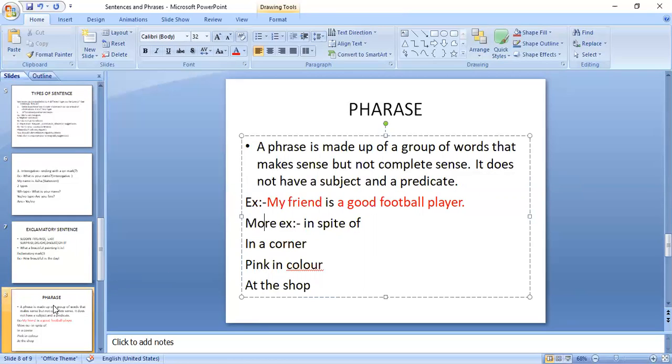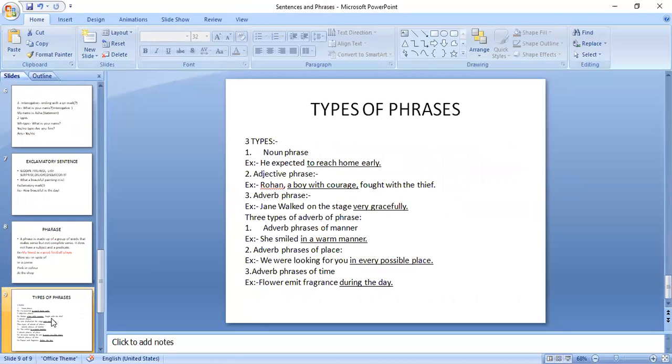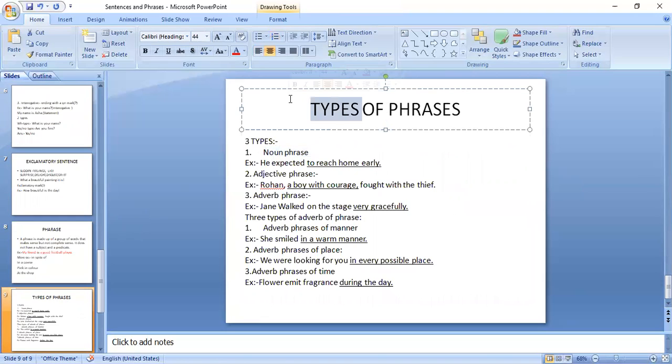And these phrases are of different types. What are the types of phrases? There are three types of phrases. What are they? Noun phrase, adjective phrase, and adverb phrase. Noun phrase. What is a noun phrase? A noun phrase is one that acts as a noun in a sentence. One example I have taken: He expected to reach home early.